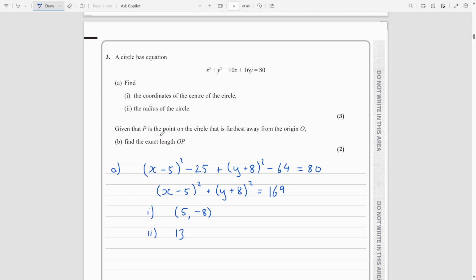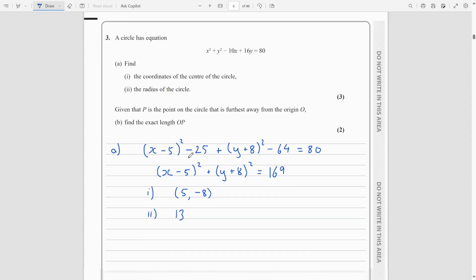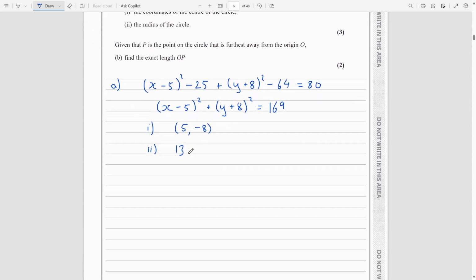Part B, given that P is the point on the circle that is furthest away from the origin, find the exact length of OP. This one probably looks harder than it is.